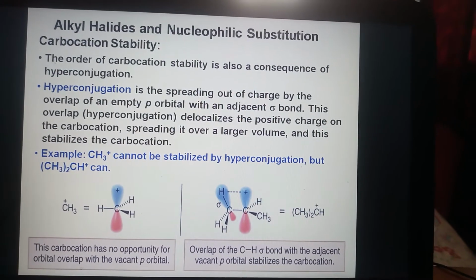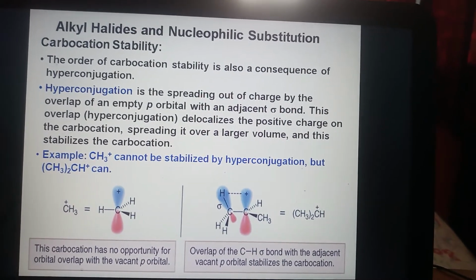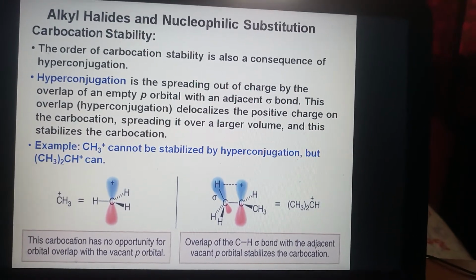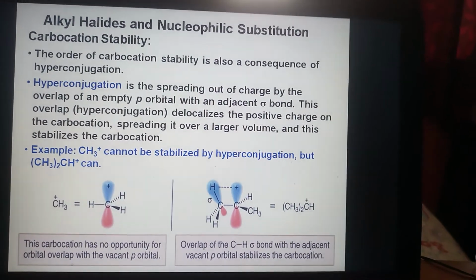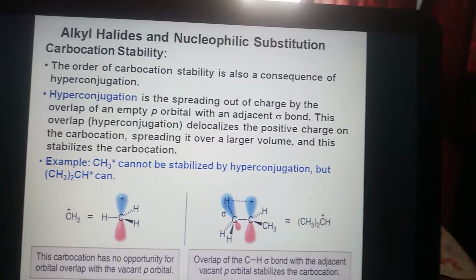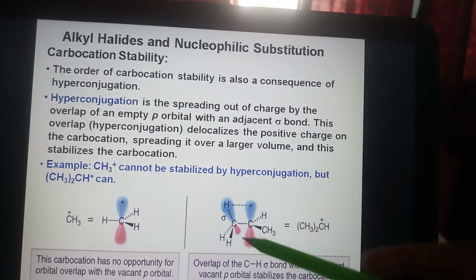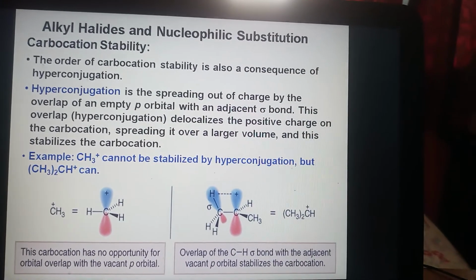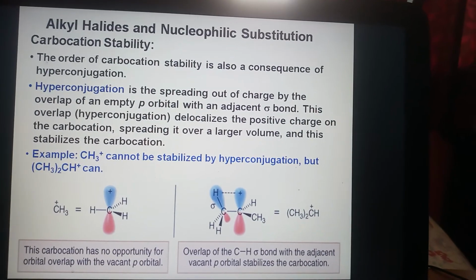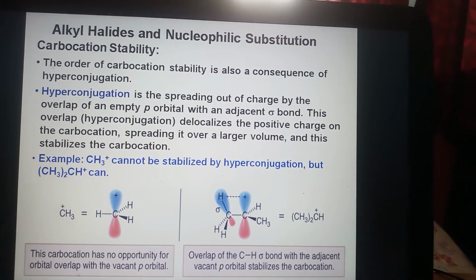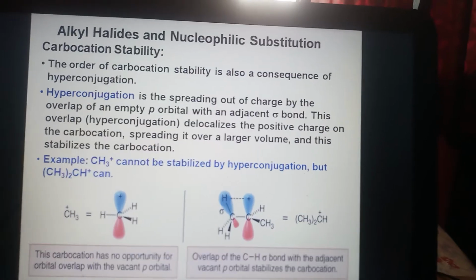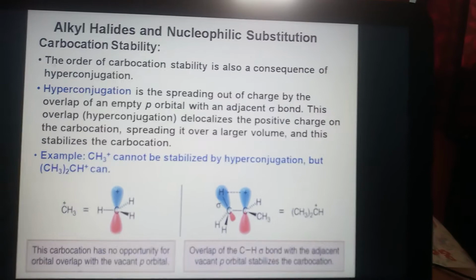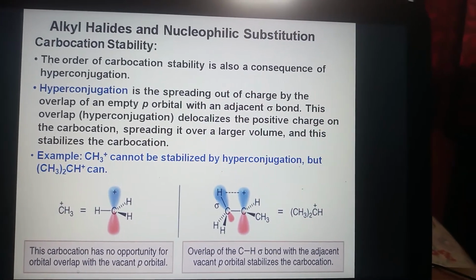Another thing is hyperconjugation. The order of carbocation stability is also a consequence of hyperconjugation. We know what hyperconjugation is. Here is the MO diagram. You can see hyperconjugation is the spreading out of a charge by the overlap of an empty p orbital with an adjacent sigma bond. This overlap delocalizes the positive charge on the carbocation, spreading it over a larger volume, and this stabilizes the carbocation.